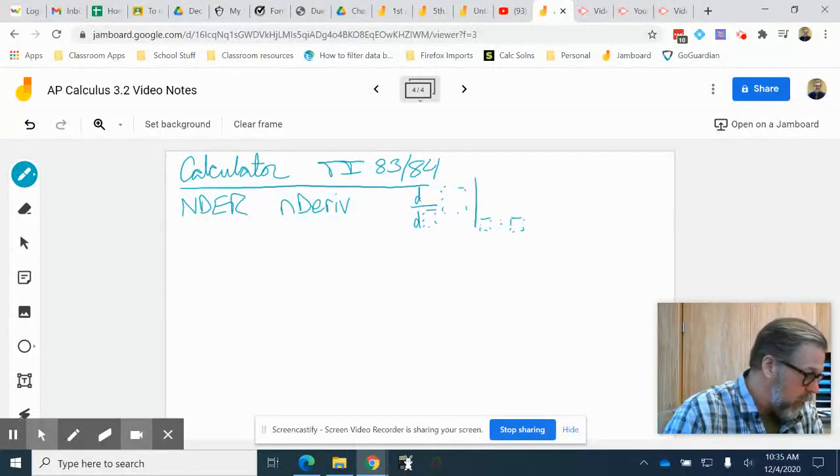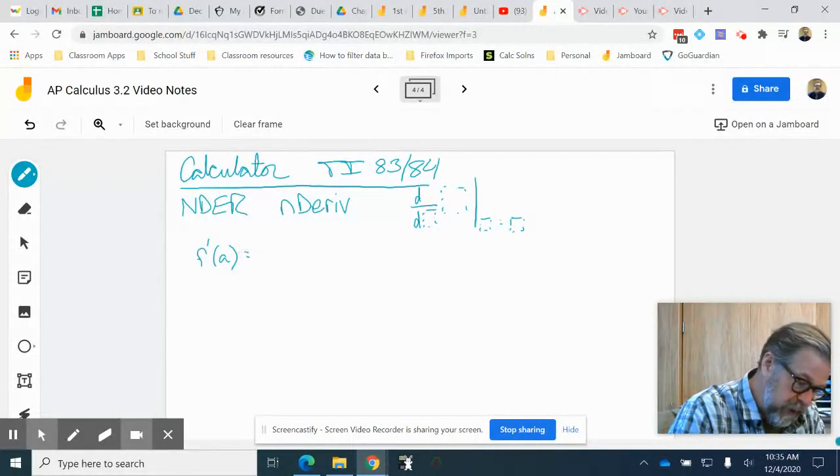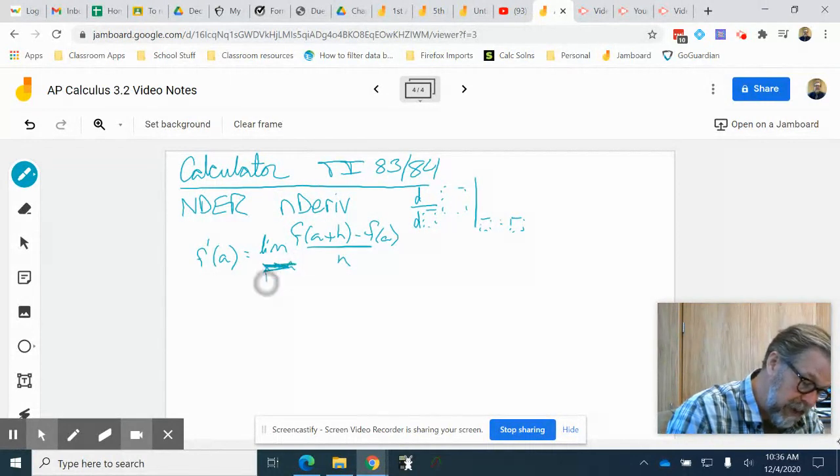So we've always said f prime of a, the derivative at a, is the limit as x approaches a of f of a plus h. Wow, I just said that completely wrong. The limit as h approaches 0. Sorry.